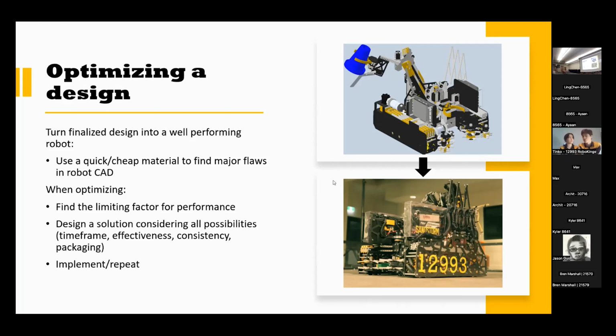Maybe it's the speed of the transfer or something like that. Then when we consider a solution from that, we'll try and consider all possibilities. I think personally, if you spend more time in this step, then the better your solution will be. All possibilities includes your time frame, how consistent the mechanism will be, and especially the packaging. If there's a better way you could reorganize the parts, then that's a great way to do it. And then obviously repeat until you have the final product.